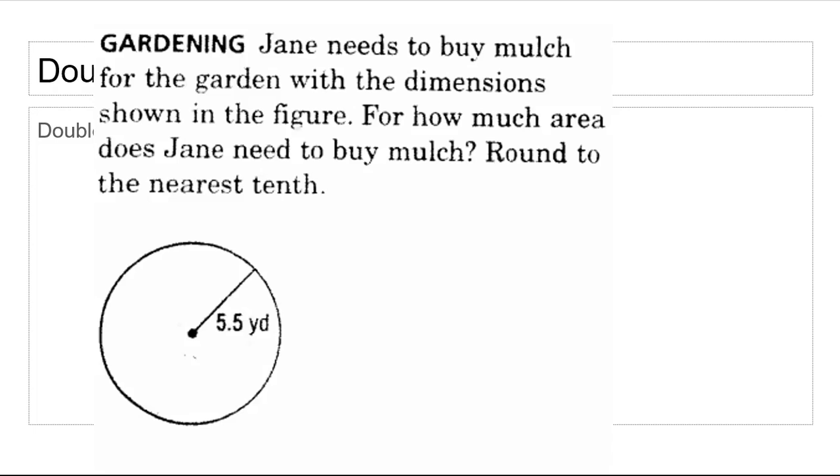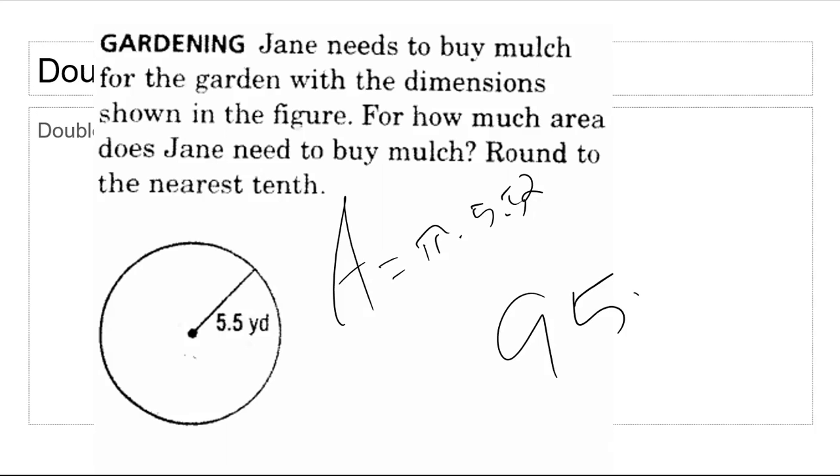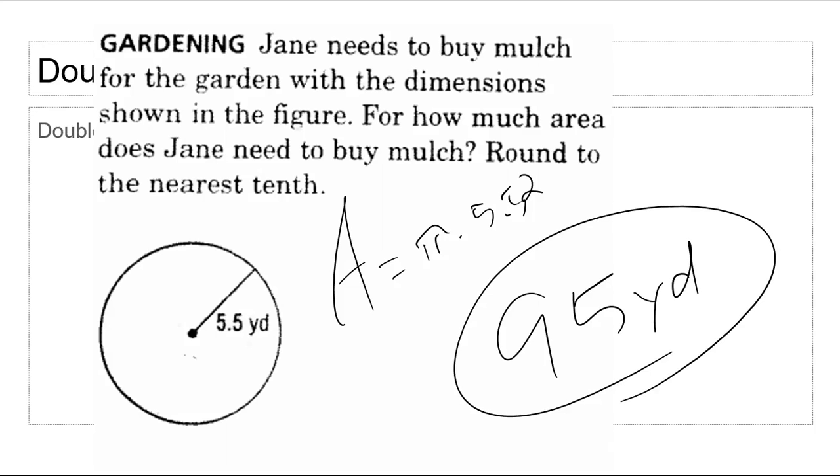Alright, Jane needs to buy mulch for the garden with the dimensions shown below. How much area does she need to buy? Rounding to the nearest tenth. It says area, so area equals pi times 5.5 squared. Pi times 5.5 squared is 95.0, we're right on the dot, yards. The next digit is 0.0033, so we don't do anything, yards squared.